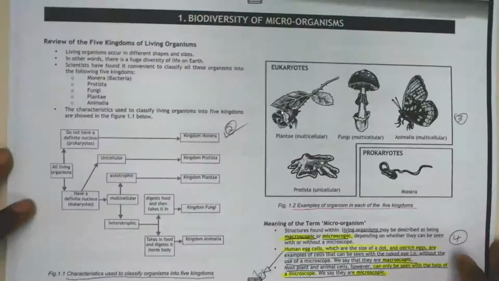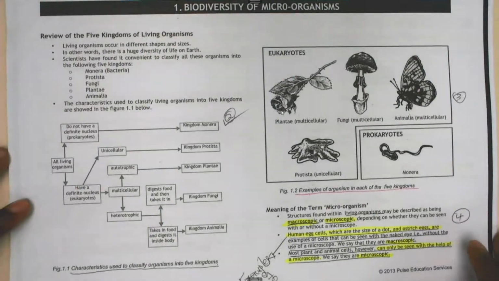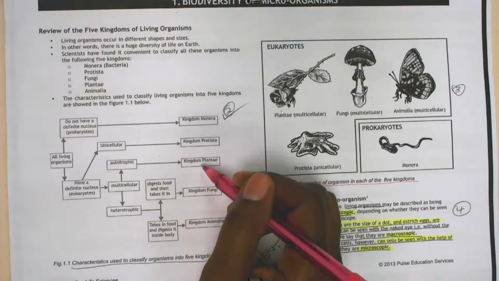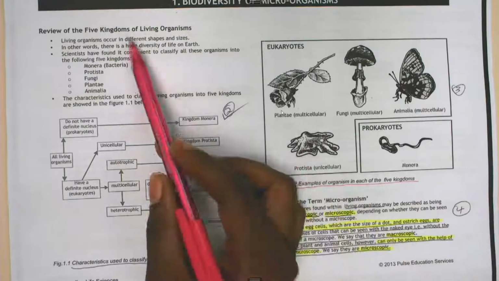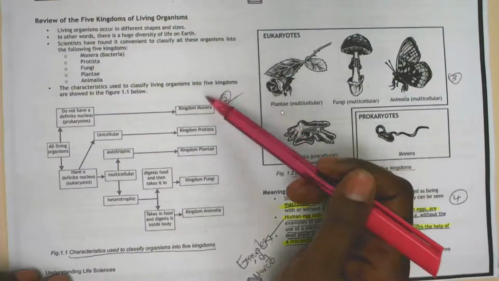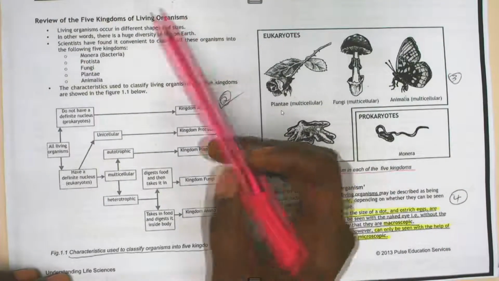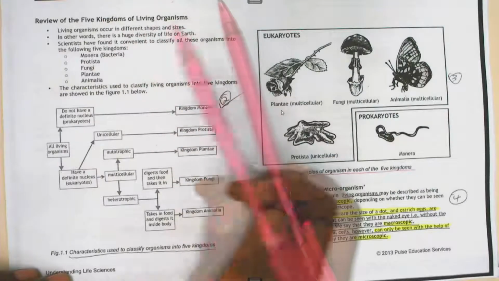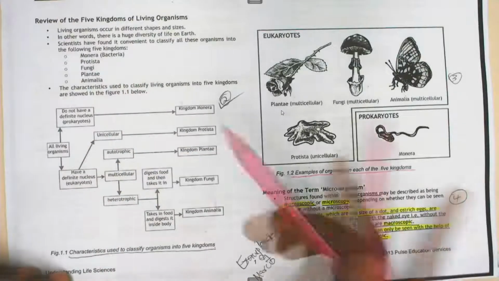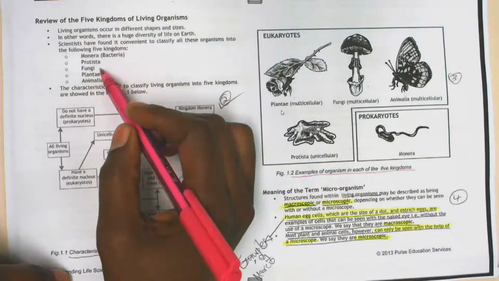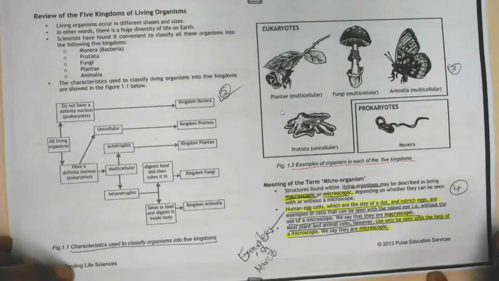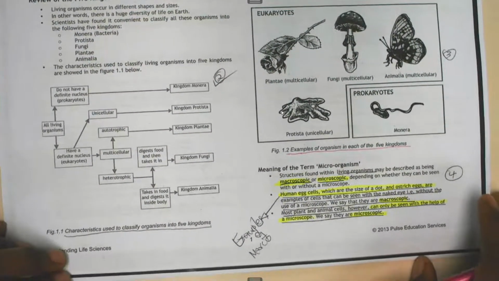I'm sure that you still remember this table from grade 10. This table, or flow diagram, represents the 5 kingdoms of living organisms. We also did this in grade 10. We remember the 5 kingdoms: Monera, an example being bacteria, then Protista or protists, fungi, plantae, and the last kingdom, animalia or animals.